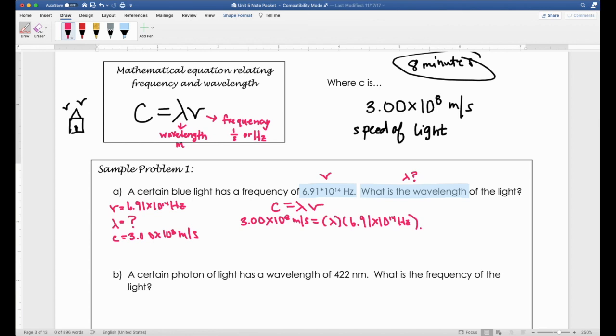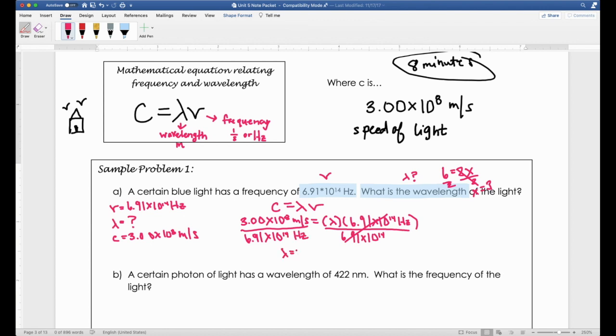So now to solve for this, this is no different than solving an equation like 6 equals 2x. What is x, right? So in order to solve for that, you divide both sides by 2 and you get x equals 3. It's the same thing for this. The only thing that's different is you're working with exponents now. So it's really important that you use your parentheses when you're plugging this in your calculator. So let's divide both sides by 6.91 times 10 to the 14th hertz.